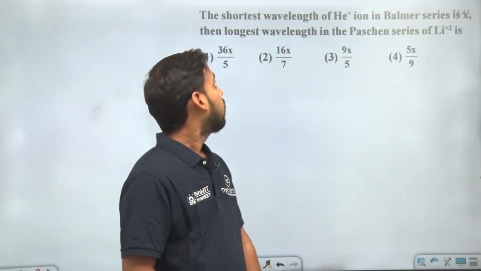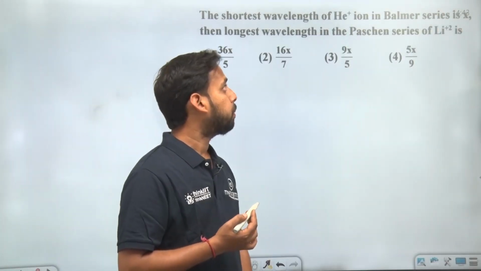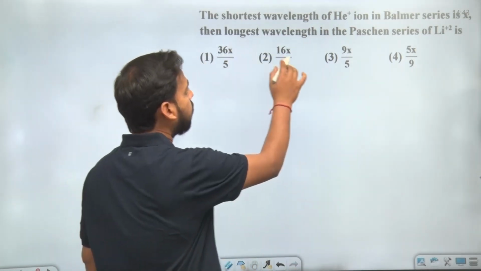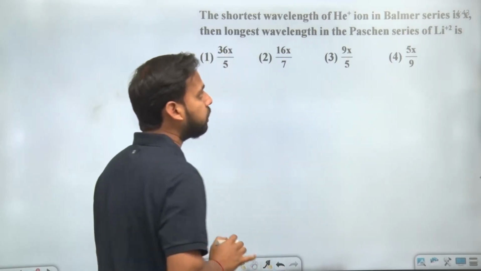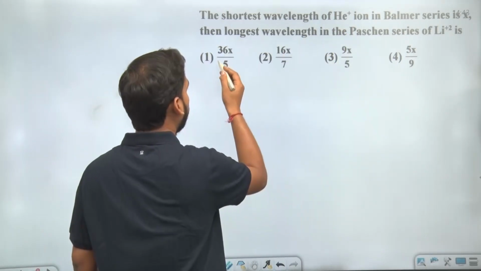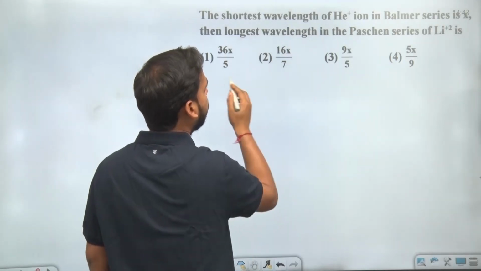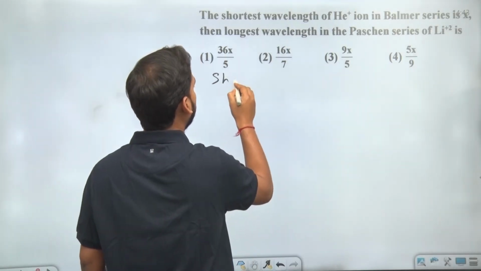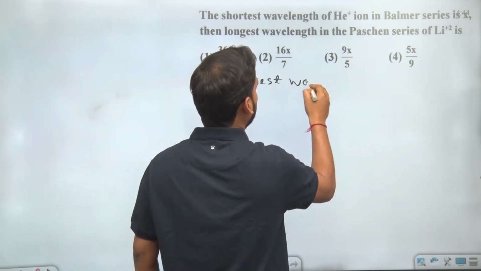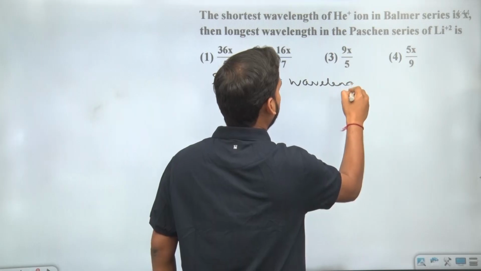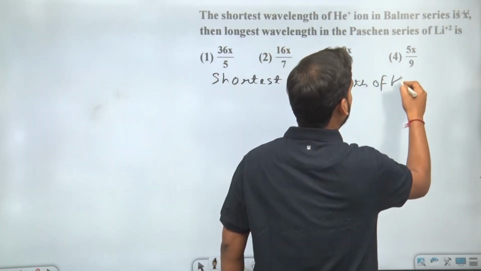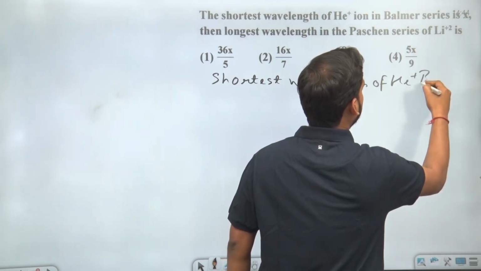Next question: the shortest wavelength of helium plus ion in the Balmer series is X, then the longest wavelength in the Paschen series of lithium plus 2 is. So first we will calculate the shortest wavelength of helium plus, and it is for the Balmer series.